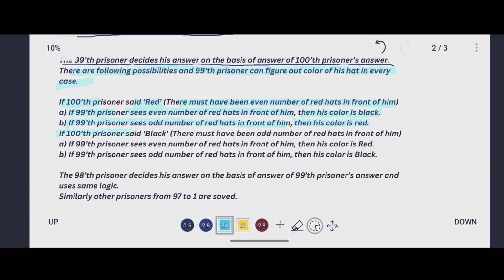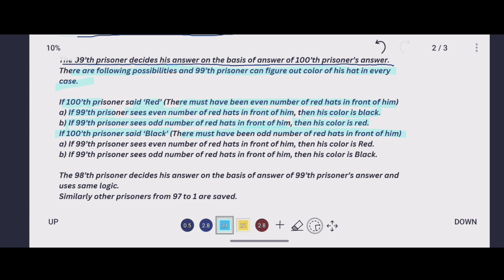If the 100th prisoner said black, then in that case what could be the possibility? There must have been an odd number of red heads in front of him, that's why he was saying black. So the strategy is very simple. If I am the 100th prisoner, I just have to say red or black on the basis of the total number of red heads. If the number of red heads is even, then I will say red. If it is odd, then I will say black.